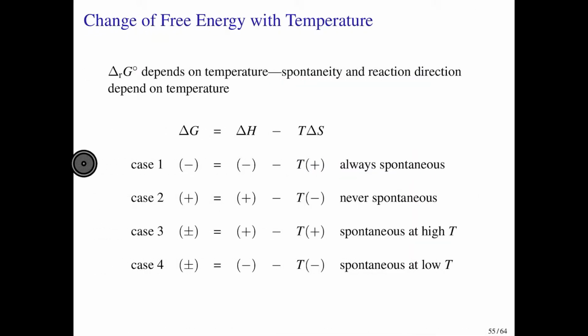Which situation are we in? Okay, we've got an exothermic reaction that produces entropy. We find that the Gibbs energy will always be negative no matter what the value of temperature. And so we would say that this reaction is always spontaneous regardless of the temperature.